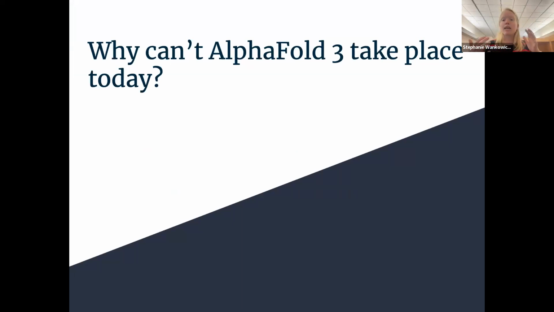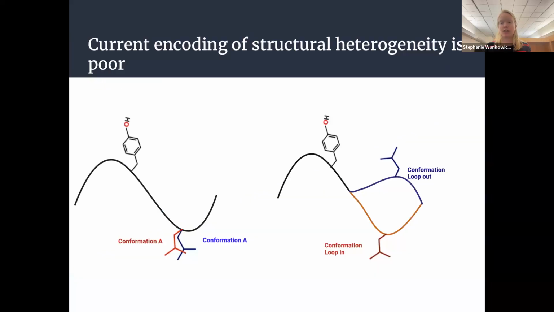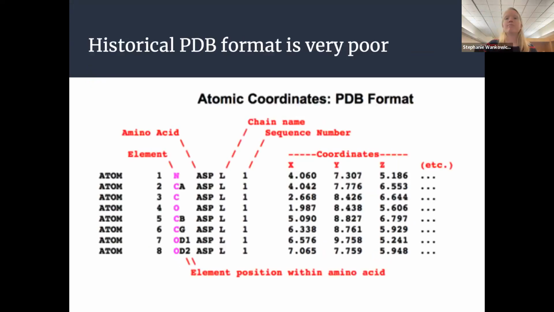This is really, again, for the encoding of the structural heterogeneity. So if we have two examples where you have conformational heterogeneity, you can think about this in a single side chain having two different conformations, or you can think about this in a loop movement or a backbone movement of having two different conformations. Capturing this and encoding this in our PDB models is pretty poor.